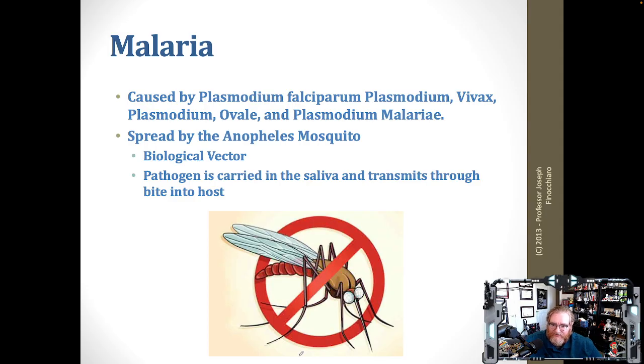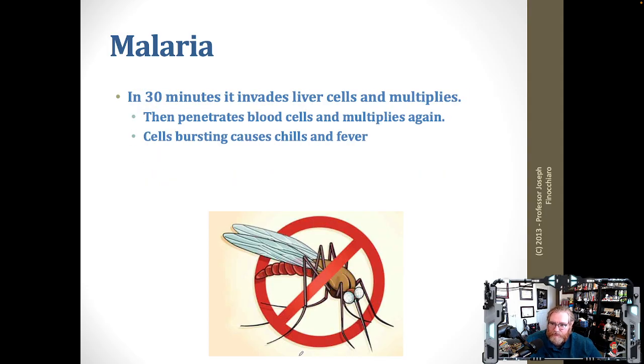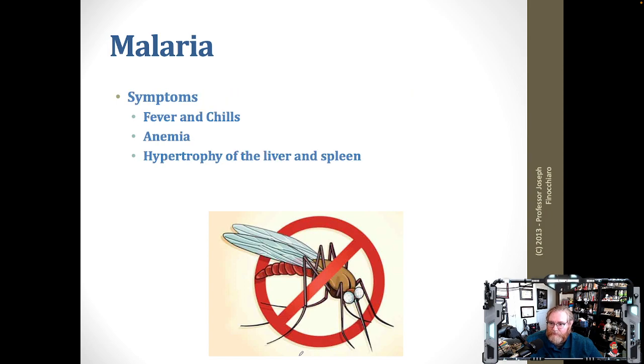The pathogen is carried in the saliva and transmits through a bite into the host. In 30 minutes, it invades liver cells and multiplies. It then penetrates the blood cells and multiplies again. Cells burst, which causes chills and fever because your blood count is going down. You get an infection, and your life becomes miserable.